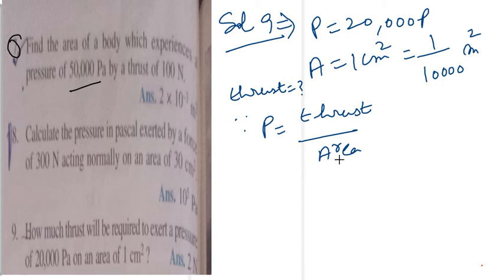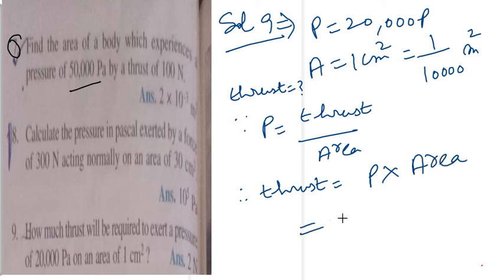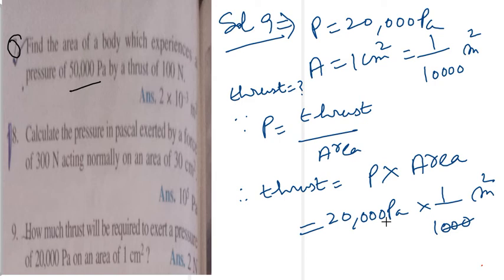So P is here. So thrust would become pressure into area. Pressure is what? 20,000 Pascals into area, 1 upon 1,000 meter square. Cancel this. Pascal into meter square is Newton. Therefore this would come out to be 10,000. So this would be 2 Newton, right? So let us move on to the next, that is question number 10.